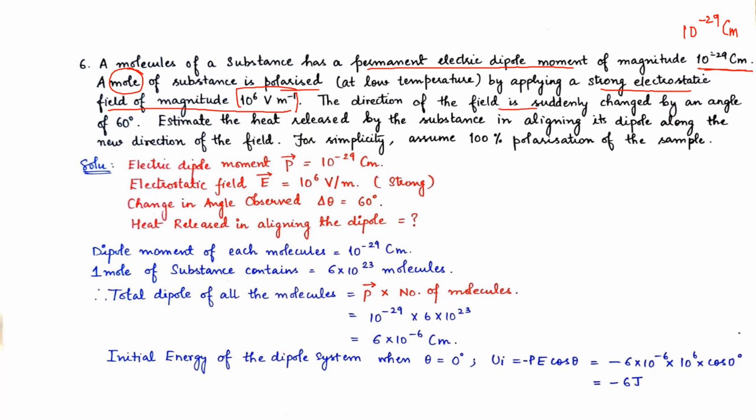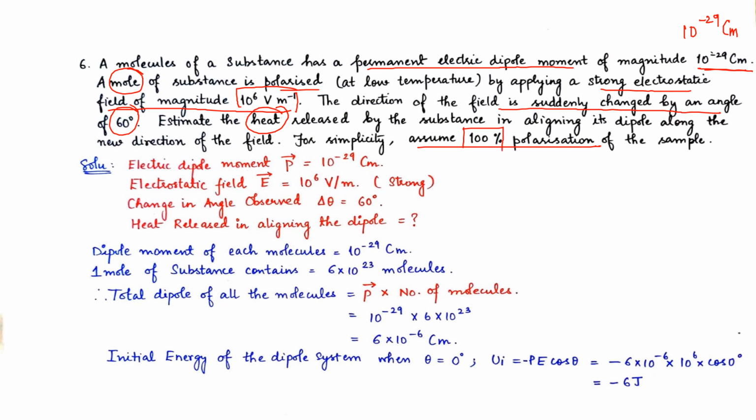The direction of the field is suddenly changed by an angle of 60 degrees. Estimate the heat released by the substance in aligning its dipole along the new direction of the field. For simplicity, assume 100% polarization of the sample.